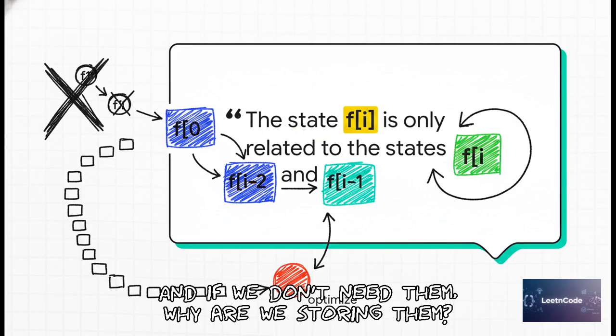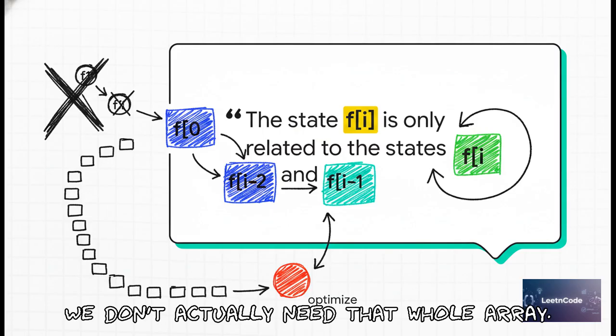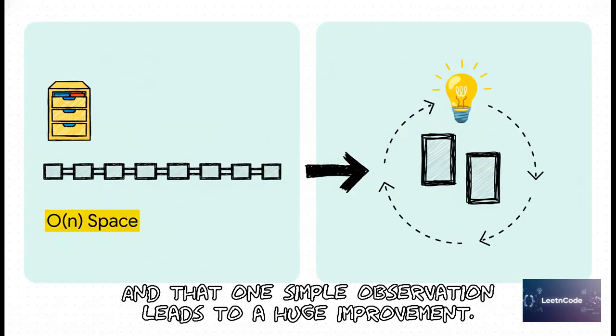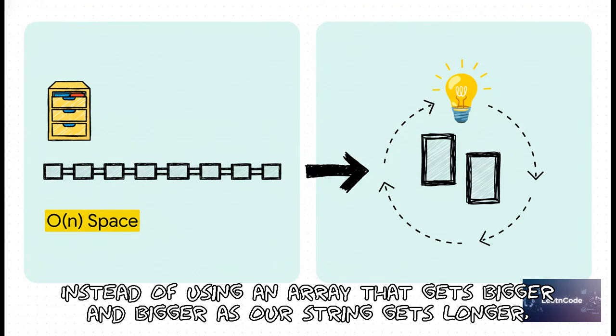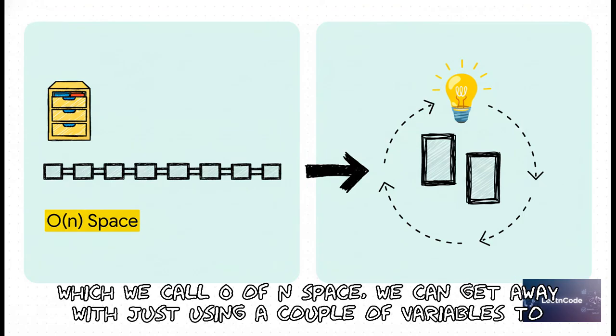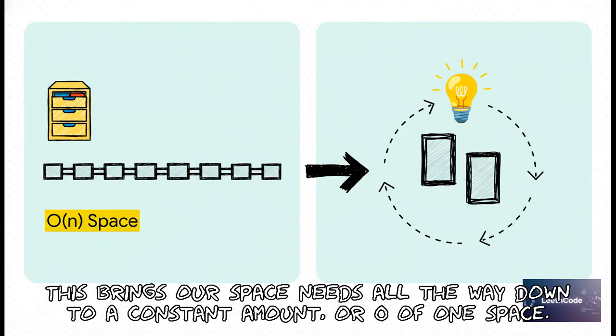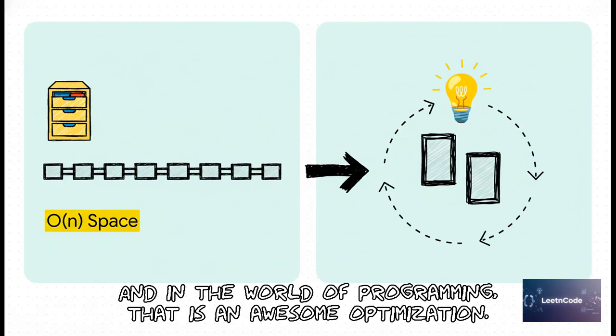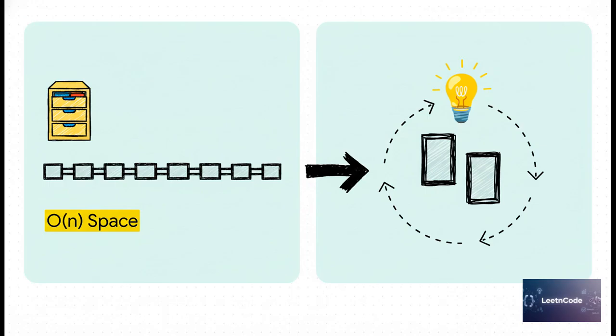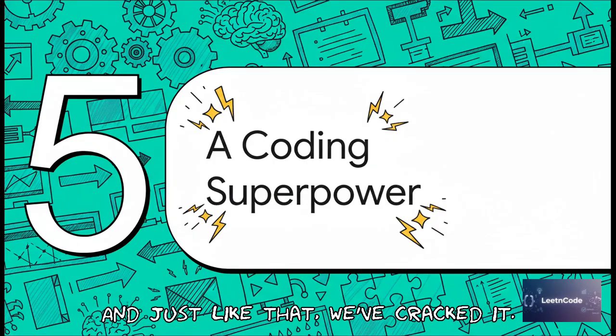And if we don't need them, why are we storing them? We don't actually need that whole array. And that one simple observation leads to a huge improvement. Instead of using an array that gets bigger and bigger as our string gets longer, which we call O of n space, we can get away with just using a couple of variables to keep track of the last two results. That's it. This brings our space needs all the way down to a constant amount, or O of 1 space. And in the world of programming, that is an awesome optimization. And just like that, we've cracked it.